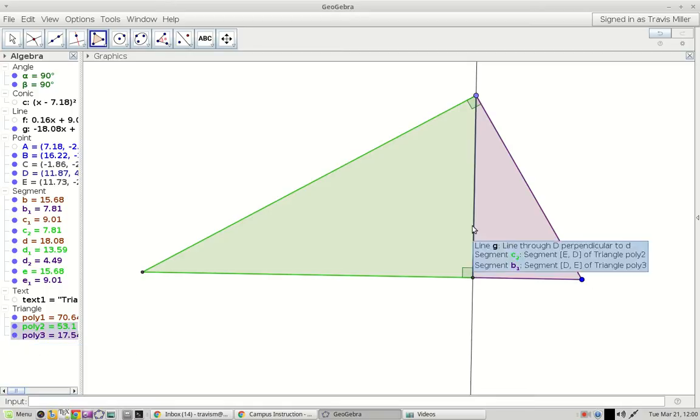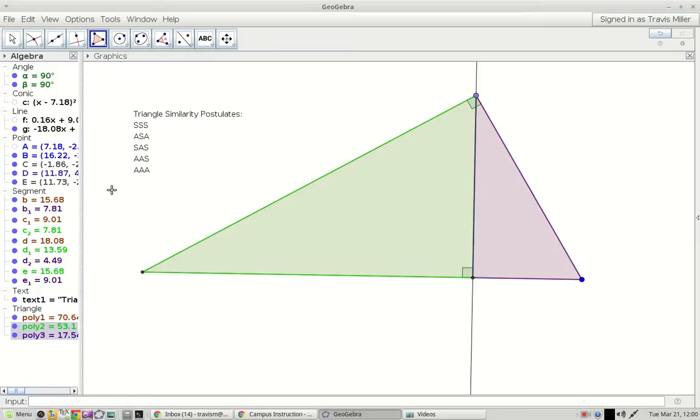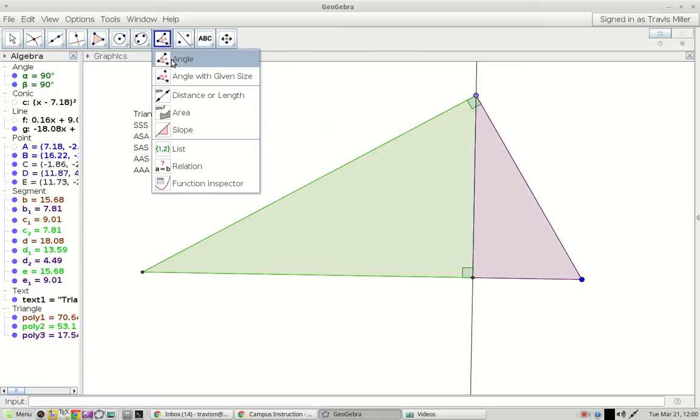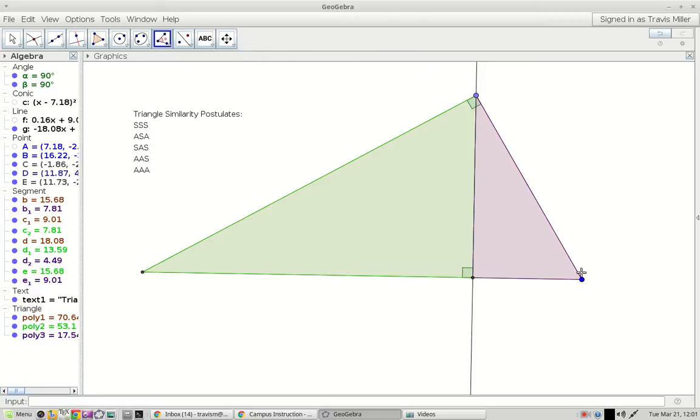What I want you to do is use your triangle similarity postulates, which are SSS, ASA, SAS, AAS, and AAA, to show that these are similar. If you decide it might be best to start off with AAA, you're going to have to actually measure these angles. Find what this angle is. Find what this angle is. Does that angle equal that angle? And so on.